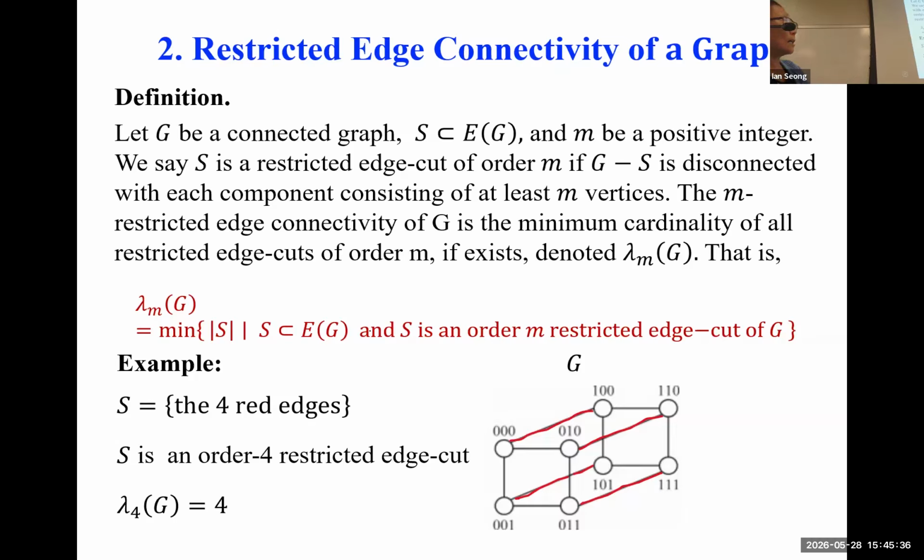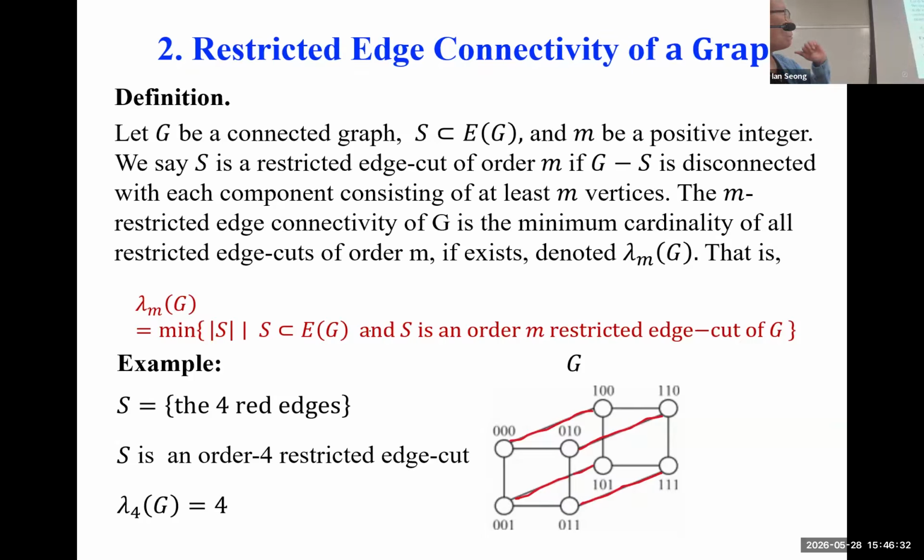Okay, so if S is just one edge, you get a bridge, right? Cut one edge, then you get disconnected, and this is called the restricted edge cut, the M restricted edge cut. Using this connectivity, the notation lambda M of G is called the M restricted edge connectivity of the graph G. That is the minimum size of all of the edge sets S that are an order M restricted edge cut of G.